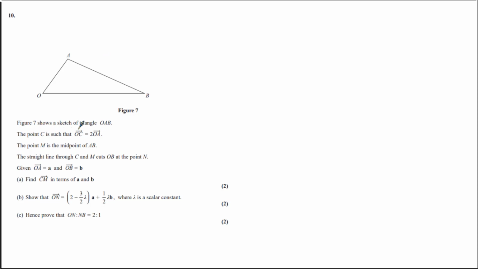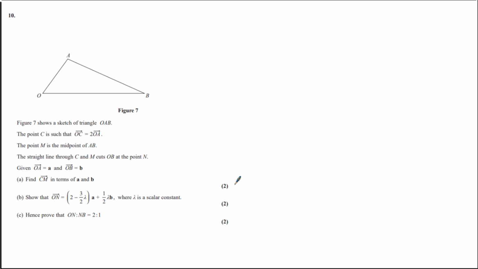Figure 7 shows a sketch of a triangle OAB. The point C is such that the vector OC is equal to 2 times the vector OA. The point M is the midpoint of AB. The straight line through C and M cuts OB at the point N. Given that the vector OA is equal to a and the vector OB is equal to b, the first part asks us to find the vector CM in terms of a and b. And that's for 2 marks.